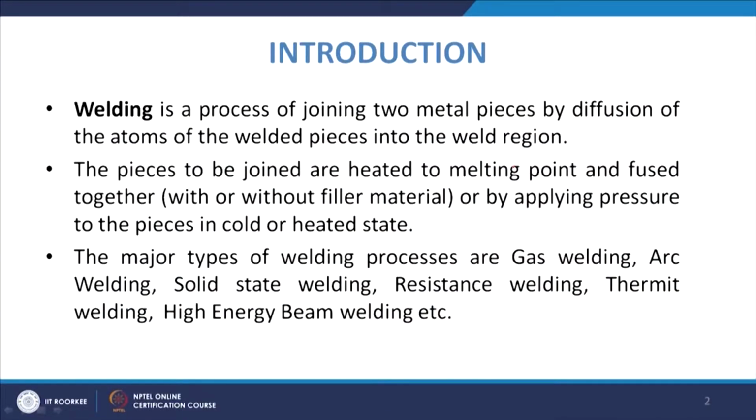The different types of welding processes are gas welding, arc welding, solid state welding, resistance welding, thermit welding, and high energy beam welding. We need to know something about the process parameters of these welding processes, so that when we discuss metallurgical issues and welding metallurgy related topics, we can correlate these points. So coming to gas welding first.